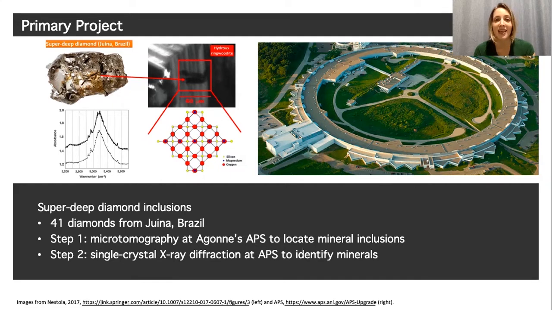This project will investigate mineral inclusions in 41 super deep diamonds from Juína, Brazil, much like the one shown here. And the first step in this project is to get them to Argonne National Laboratory's Advanced Photon Source, or APS, to perform microtomography on them. This will enable me to locate individual mineral inclusions and assess their integrity. Once that's done, I can perform single crystal X-ray diffraction on each mineral inclusion to determine exactly what mineral it is. And the second part will also occur at APS.